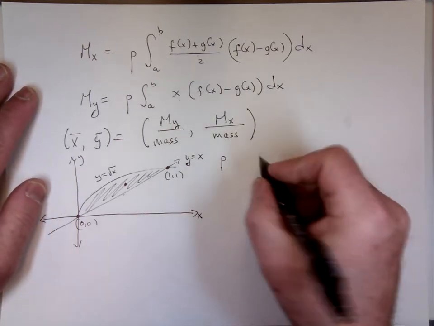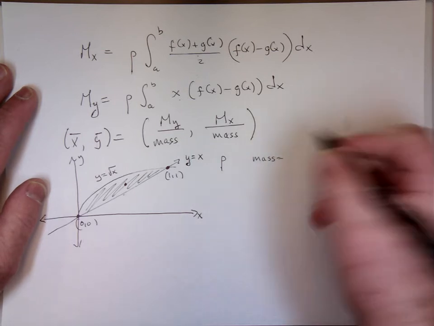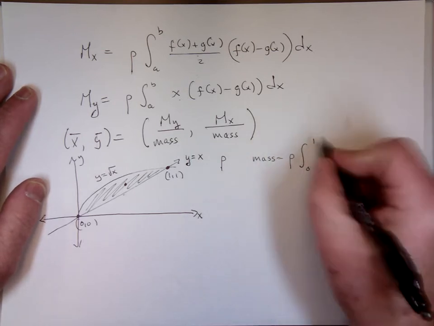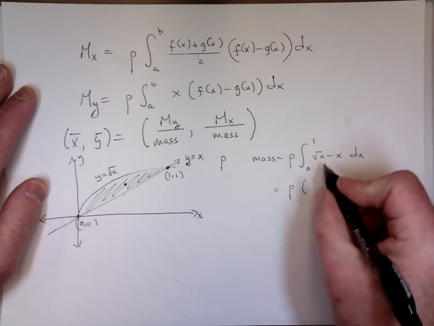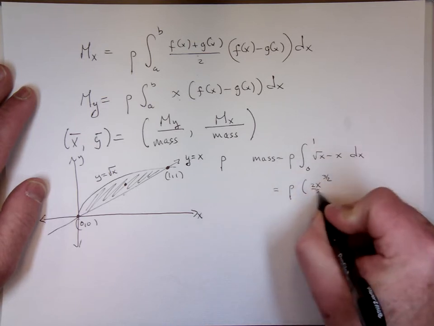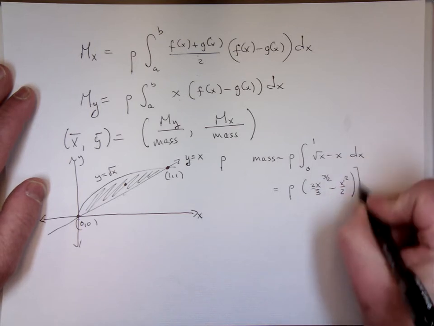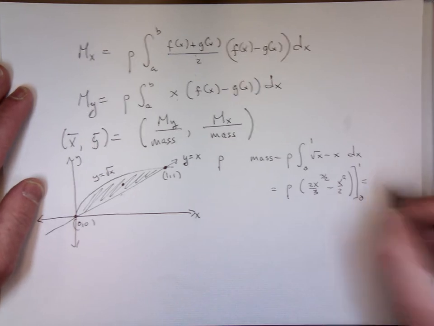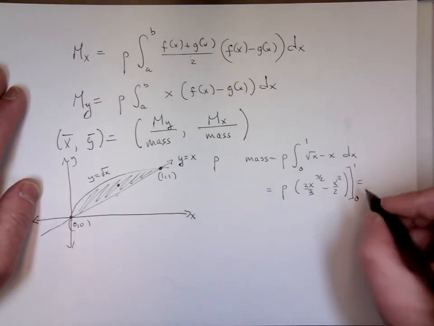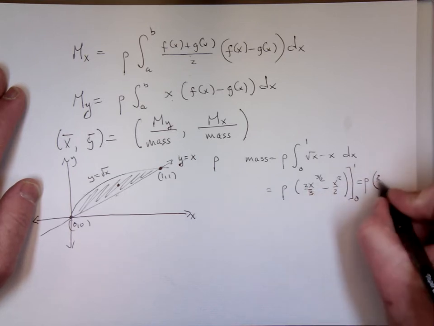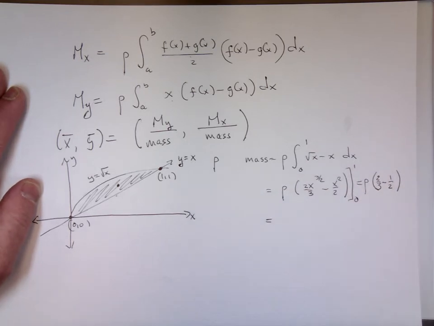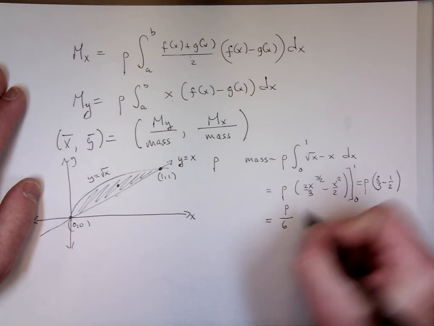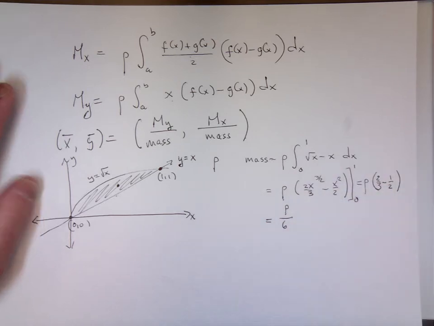Mass is equal to density, the integral, 0 to 1, top minus bottom. That's equal to density, x to the 1/2 is x to the 3/2 times 2/3 minus x squared over 2, 0 to 1. That's equal to rho, you've got 2/3 minus 1/2. That's equal to 4/6 minus 3/6. That's equal to 1/6. That's rho over 6. That's the mass of that lamina. Whatever rho happens to be, whatever that density function is, it's that divided by 6. So you just divided by 6.